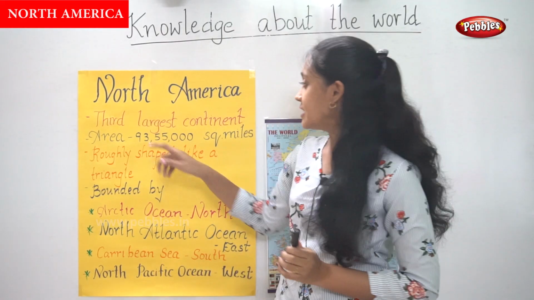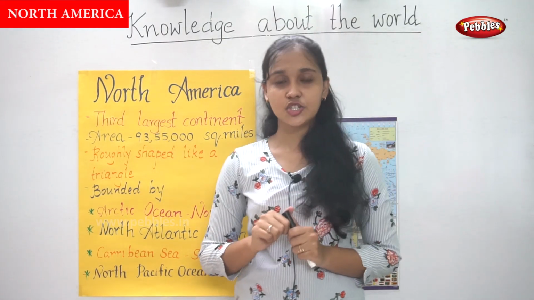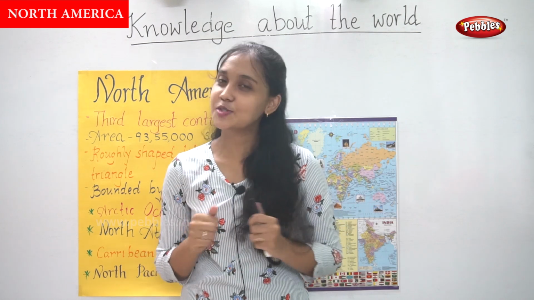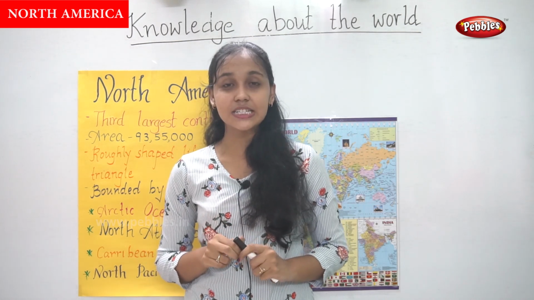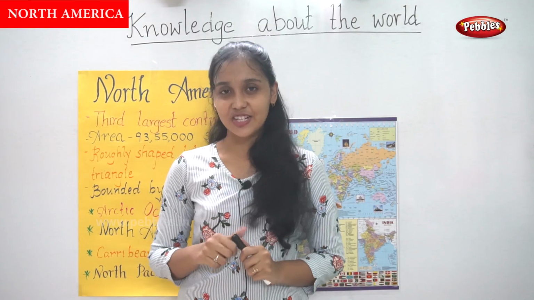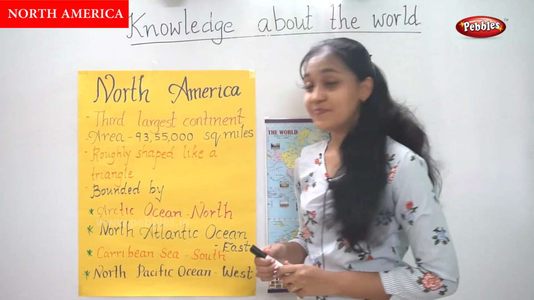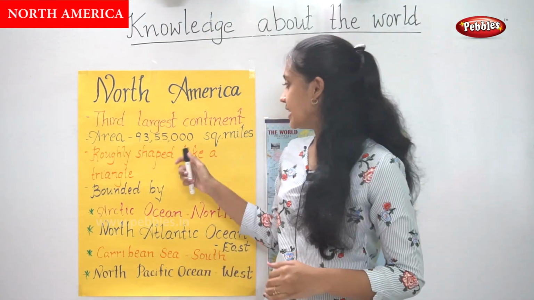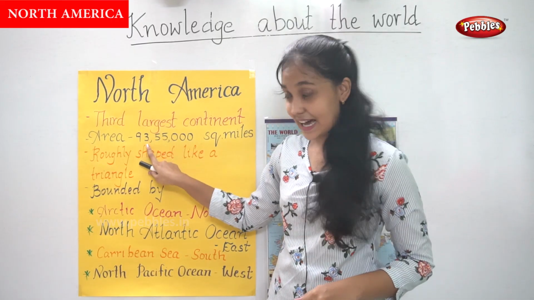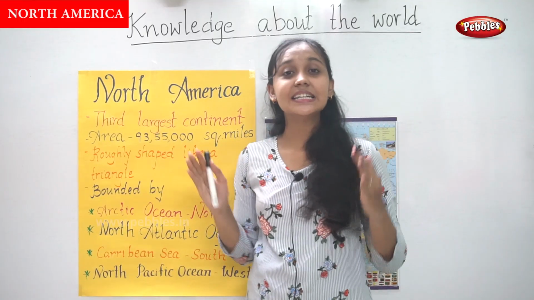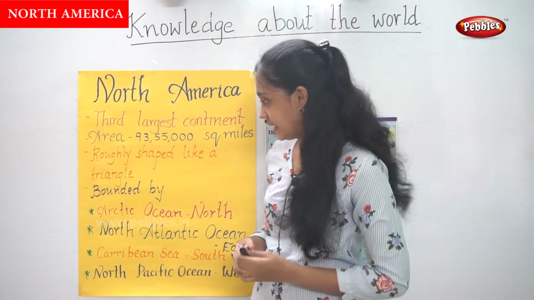You see, first, it is the third largest continent. We have learnt about 7 continents. I'm sure you remember the names of the 7 continents. And this North America is the third largest continent. And then its area. So we need to know the area. It is 9,355,000 square miles. So that is the area of North America.